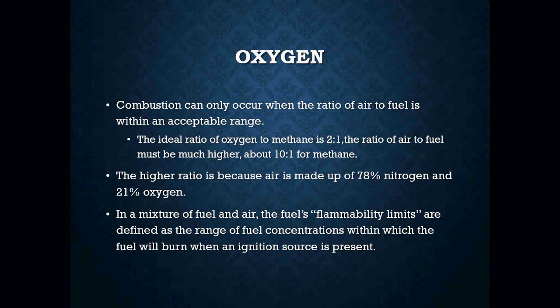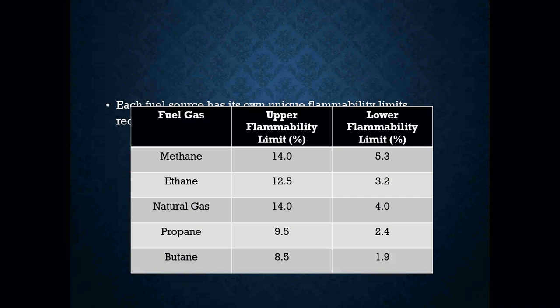In a mixture of fuel and air, the fuel's flammability limits are defined as the range of fuel concentrations within which the fuel will burn when an ignition source is present. So here we go, we've got methane here. The upper flammability limit for methane is about 14%. The lower flammability limit for methane is about 5.3.